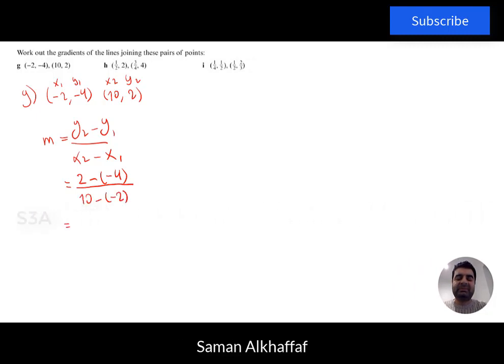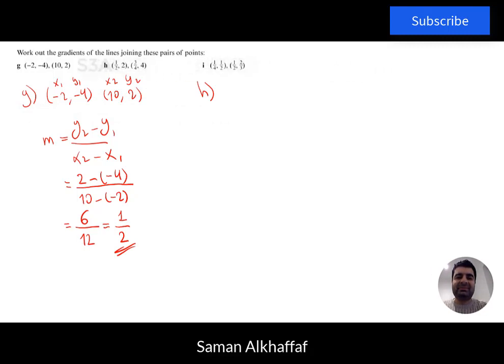So in this scenario, we would have 2 minus minus 4, that would give us 6 in the numerator, and the denominator would have 10 plus 2, and that would give us 12. So 6 over 12 would give us a half, and this will be our answer for the gradient. In this example, we're looking at H.